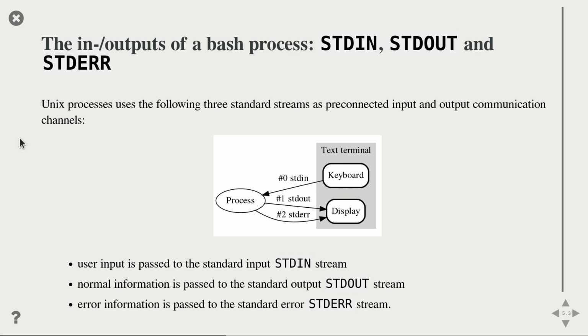Essentially, when you start a process, it can receive inputs from, for instance, a keyboard, and this text is passed through a stream called the standard in stream. So any input from the keyboard will be passed to the process through this standard in stream. And then the process might give you some output. And the process has two options to output that.